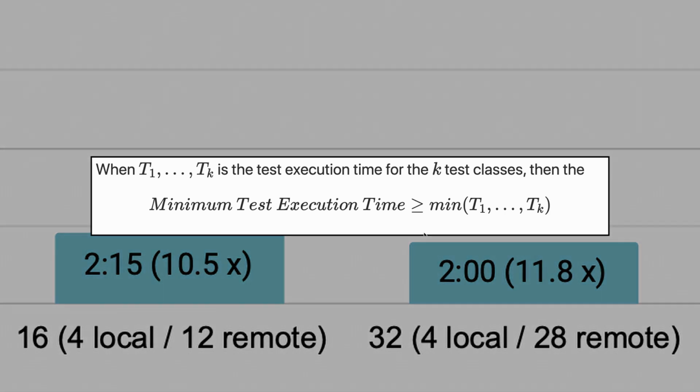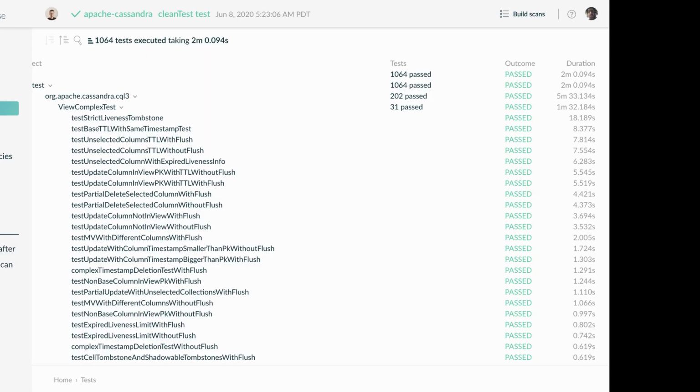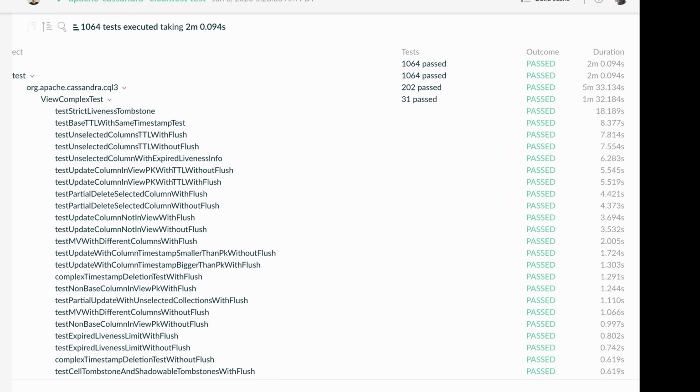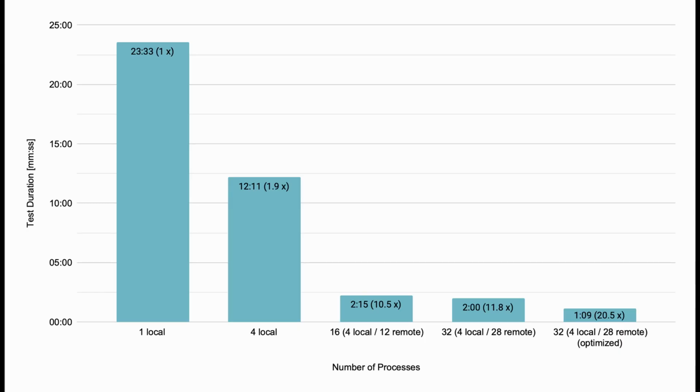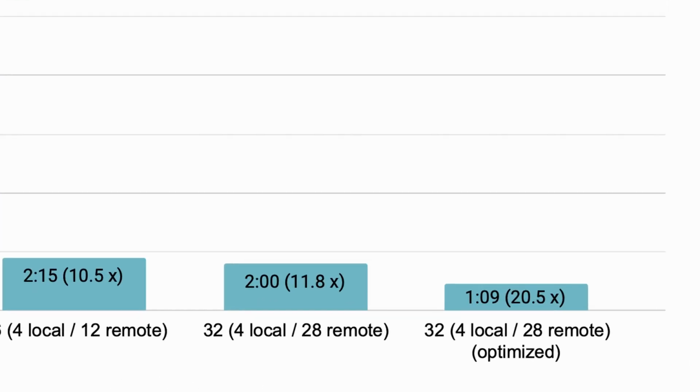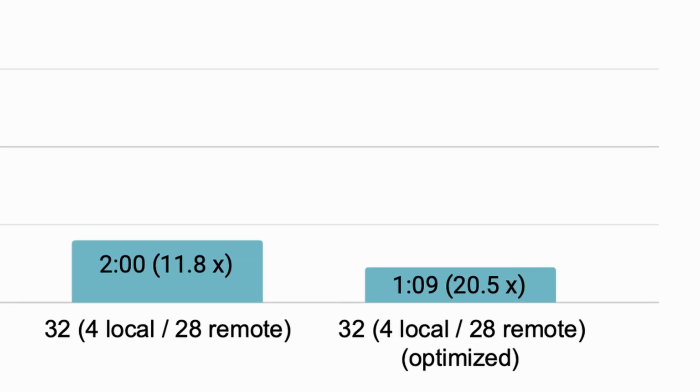Why? The unit of distribution are test classes. The minimum achievable execution time is the time it takes to execute the longest running test class. If you look at the build scan, we can see that the tests of some test classes take more than 90 seconds. On top, you have the setup and tear down costs for the test class, so we cannot optimally balance the load. After moving some of the test methods to other test classes, we got the execution time down to 1 minute and 9 seconds.